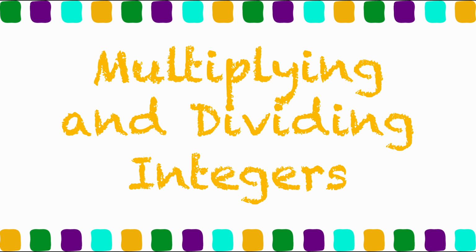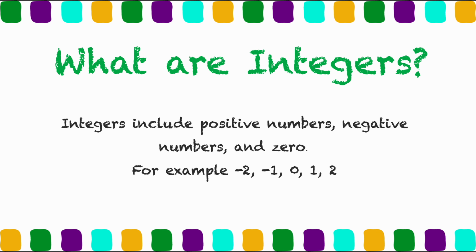Now for today's video, we'll be looking at multiplying and dividing integers. What are integers? Integers include positive numbers, negative numbers, and zero. For example, we have -2, -1, 0, 1, and 2. Now, when we think of integers, we think of a number line where the positive numbers go on to infinity and the negative numbers also go on.